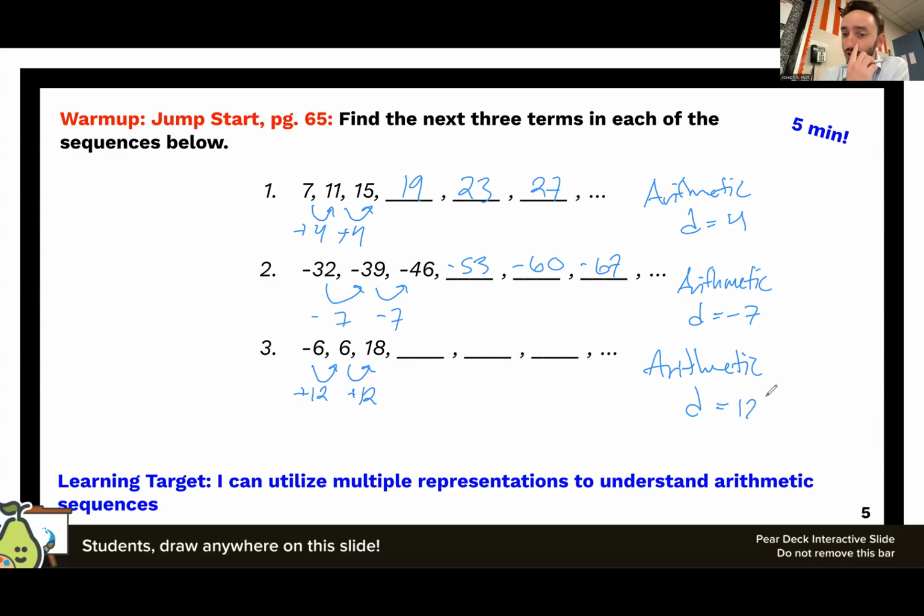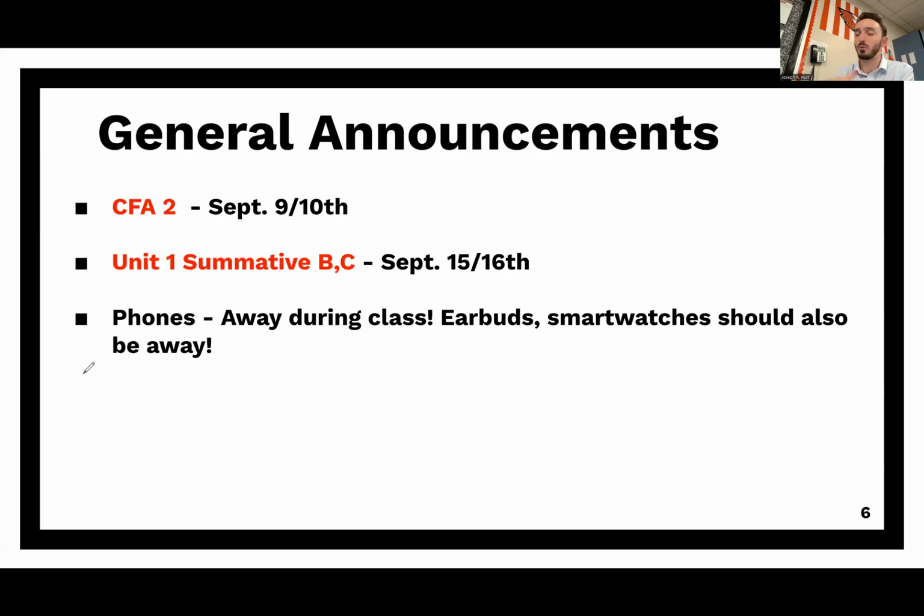So as we identify this common difference, that's going to allow us to figure out our next terms, where 18 plus 12 is going to get me 30. 30 plus 12 is going to get me 42. 42 plus 12 is going to get me up to 54. And then we've got our missing terms. So the jumpstart in that is mainly designed just to get the gears turning for the types of sequences that we're going to be working with primarily in our lesson for today.